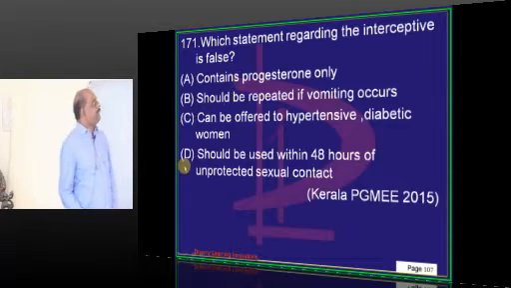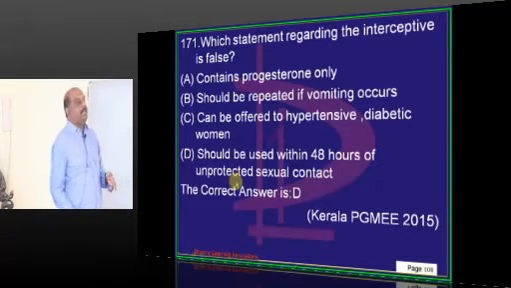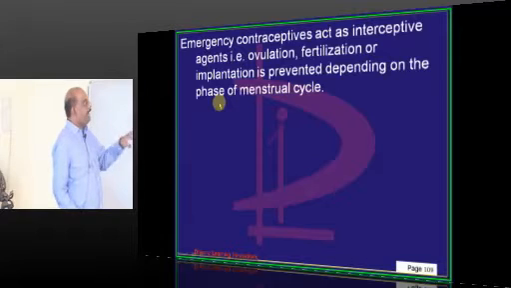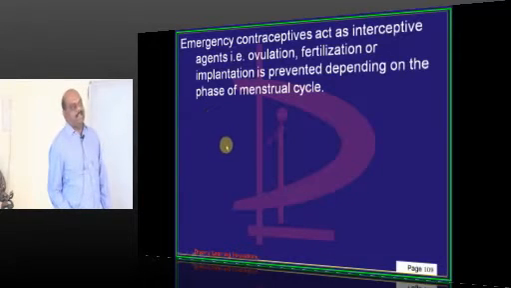Now, what is an interceptive? An interceptive is the one which interferes at the level of ovulation, fertilization, even implantation. That's the reason the statement that it is effective only in the first 48 hours is not true.